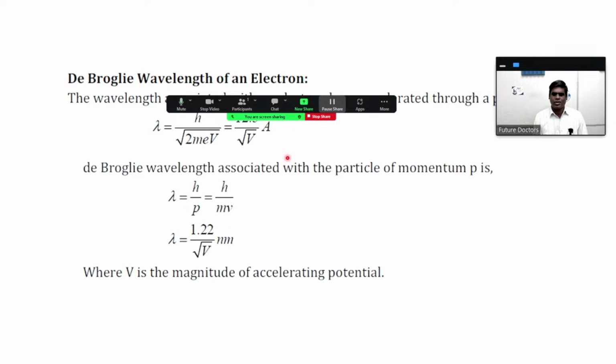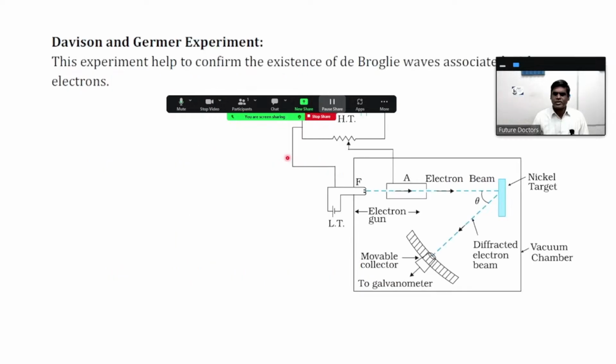This is the Davisson-Germer experiment to prove the existence of the matter wave. Here finally you will get a diffraction pattern. The diffraction pattern shows that a wave is formed. So that wave is called the matter wave, or de Broglie wave, or pilot wave, because this wave guides the particle to move.